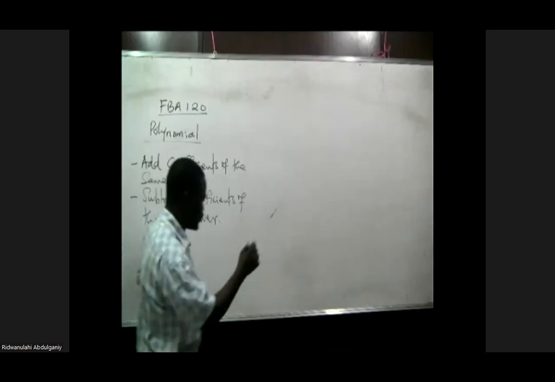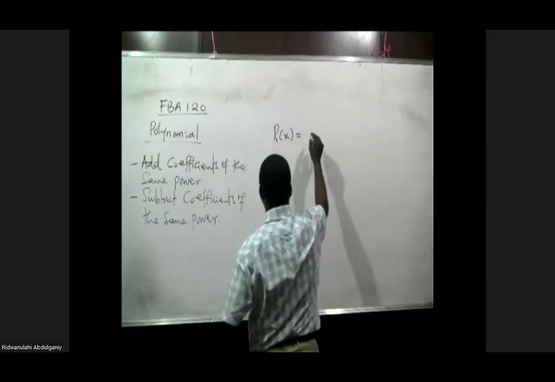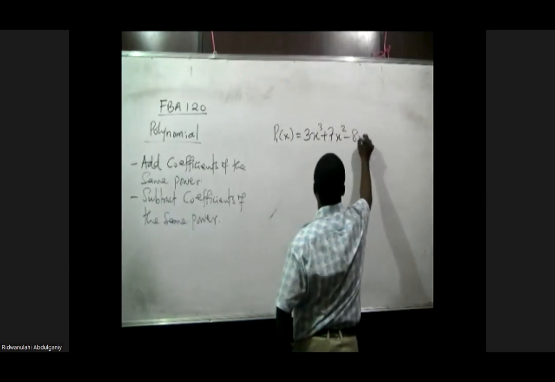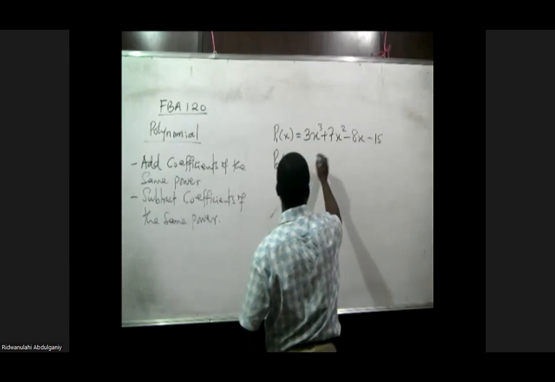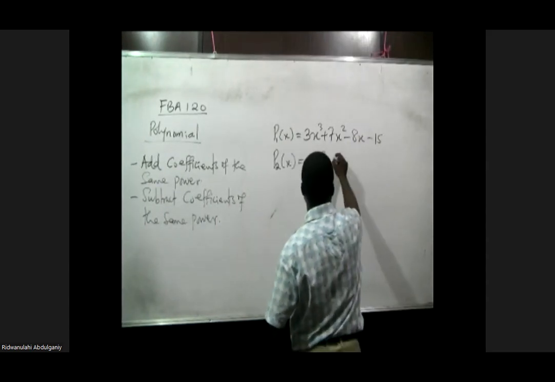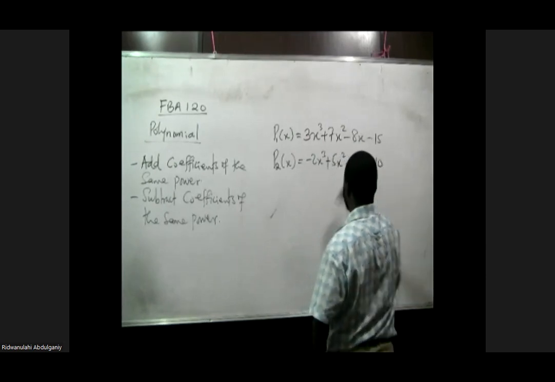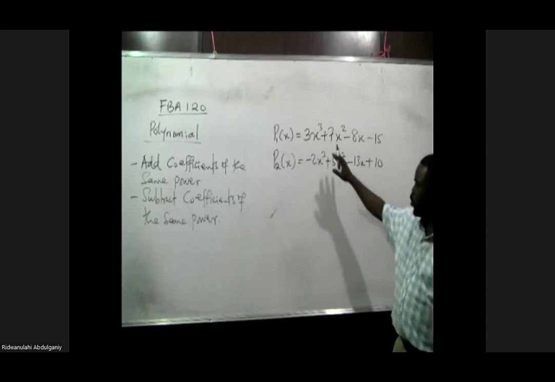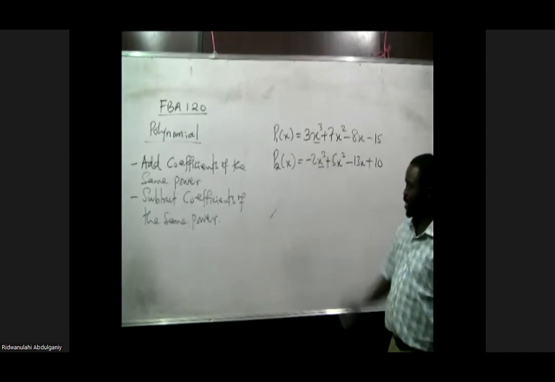Suppose we have P1 of x as 3x cubed plus 7x squared minus 8x minus 15. And I have P2 of x as minus 2x cubed plus 5x squared minus 13x plus 10. How do we add this together? To add this, what we do is to look at the same power. There is x cubed in the first one, there is x cubed in the second one.